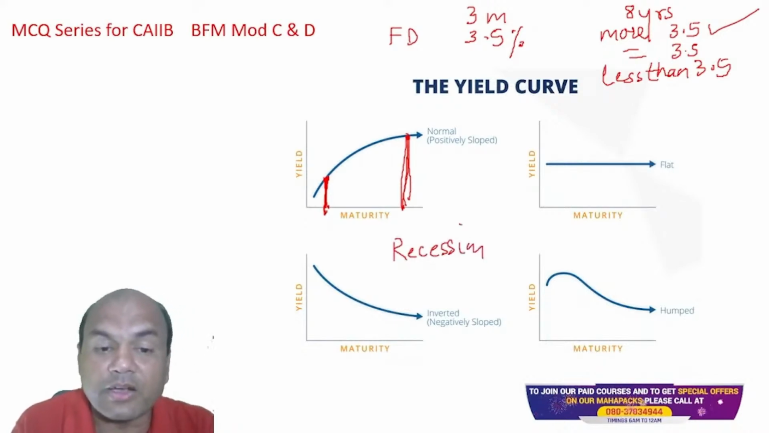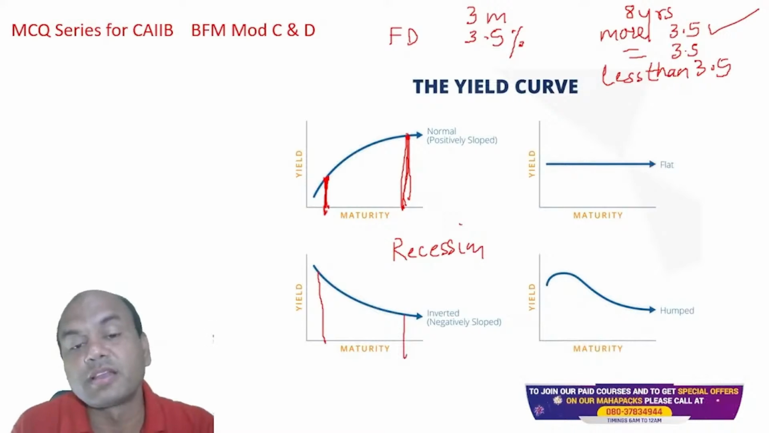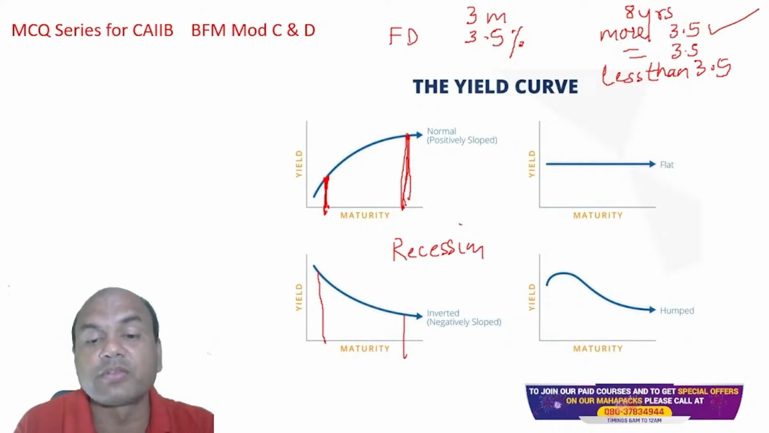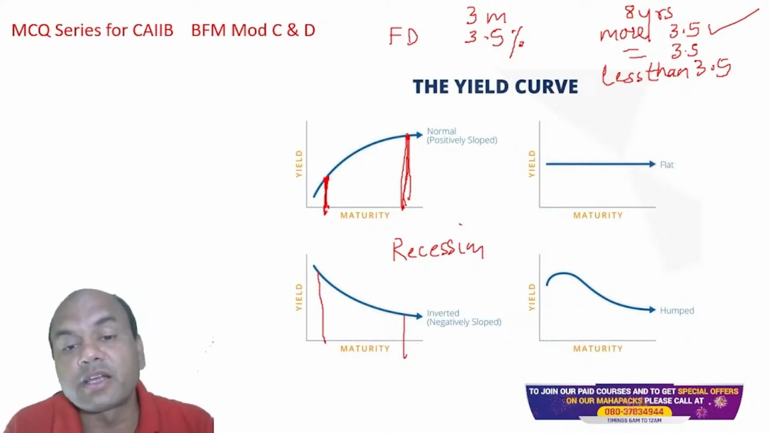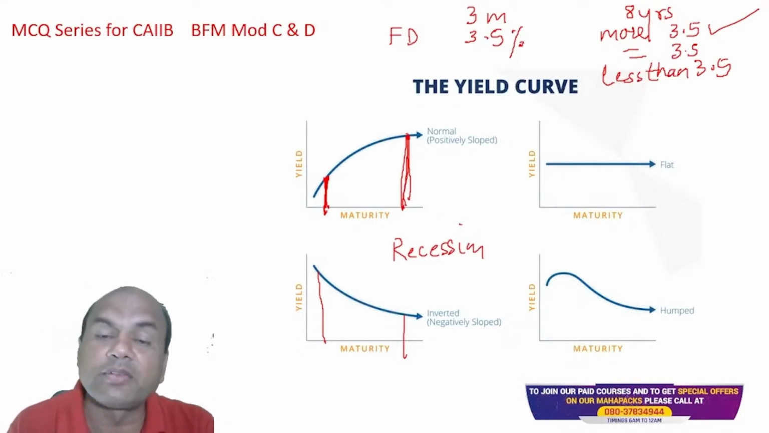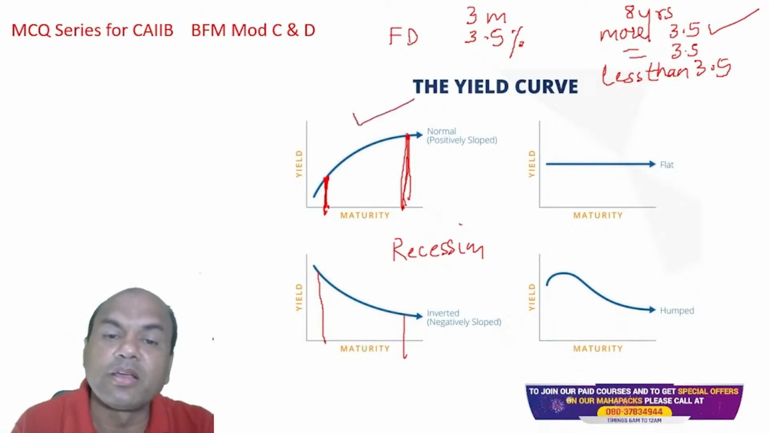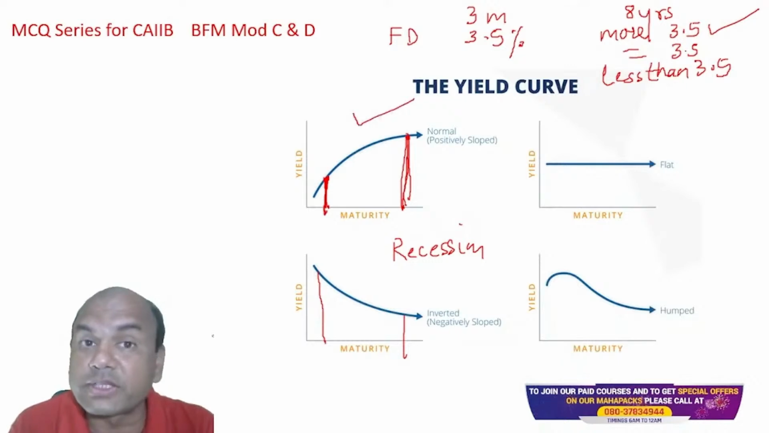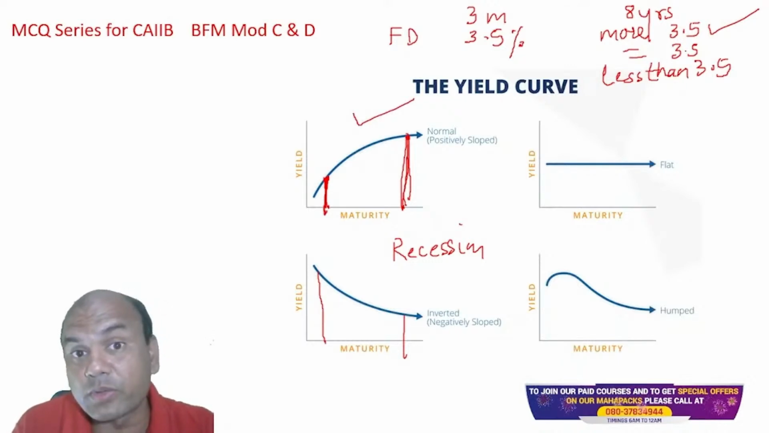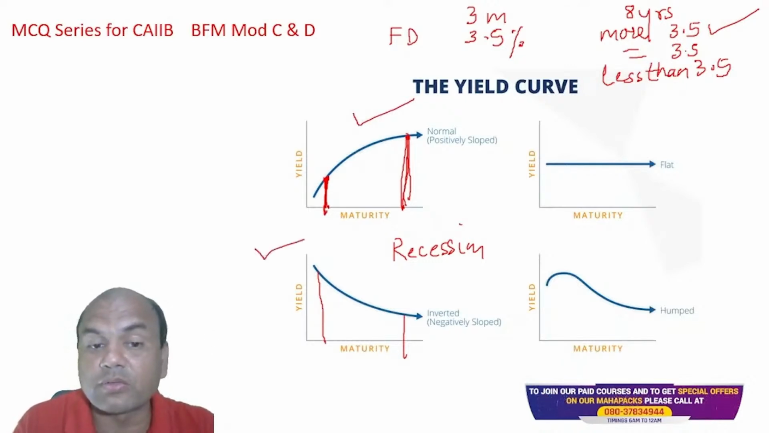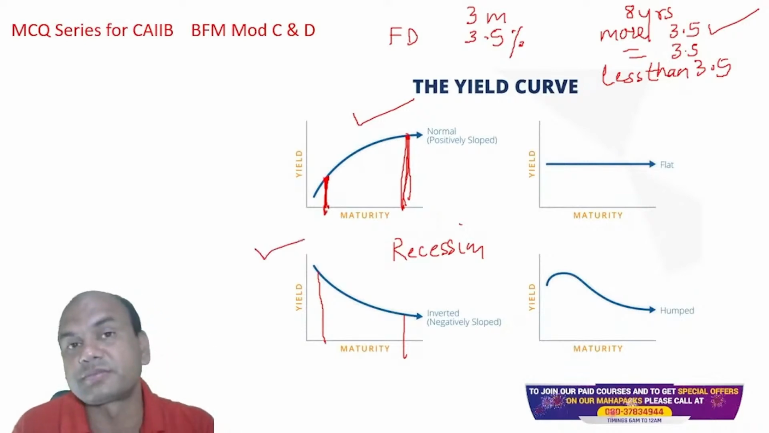The FD rate, the bond rate for 3 months will be higher and the bond rate for 10 years will be lower. This is known as inverted yield curve. Inverted yield curve is a sign of recession and normal yield curve is a sign of good growth. India is presently over here. Many of the Western countries, including USA and UK, are in this phase right now. They are going towards this.